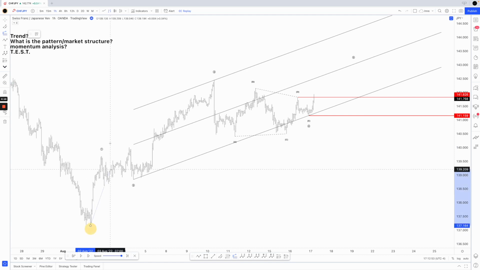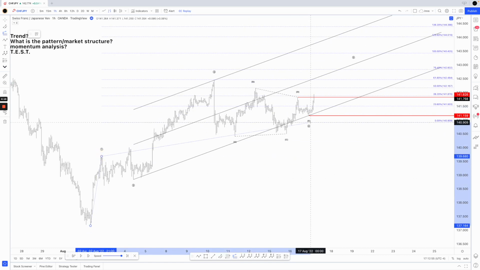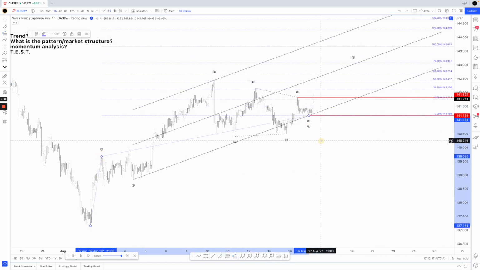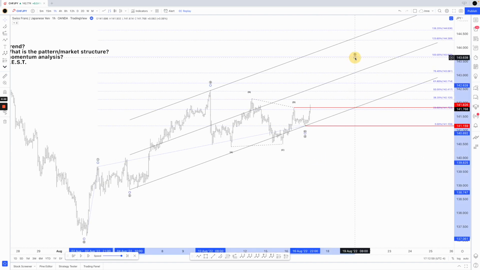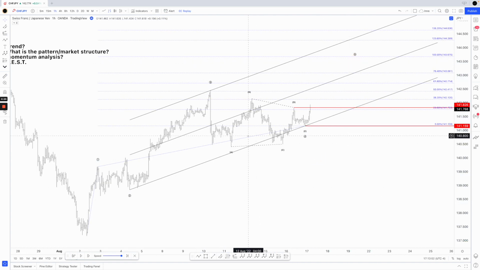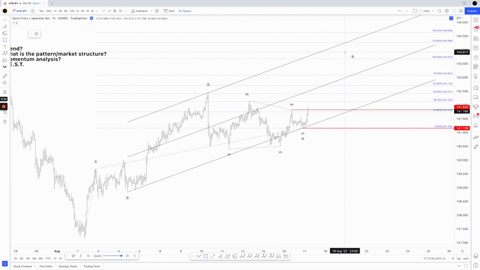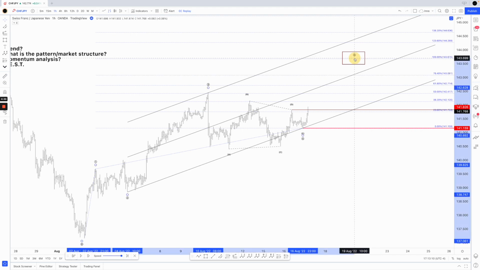between waves 1 and wave 5. So a common Fibonacci relationship, if wave 3 is extended, is for waves 1 and 5 to be equal to one another. So I think this is a very reasonable, high probability target. Now, targets can be fluid.